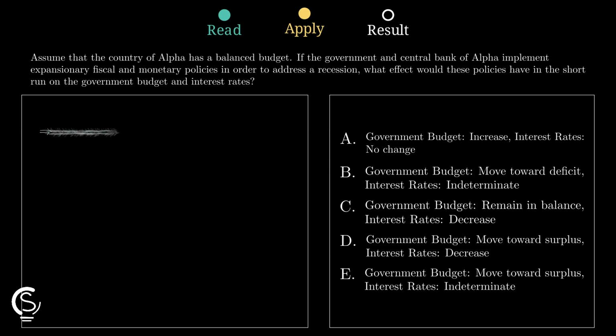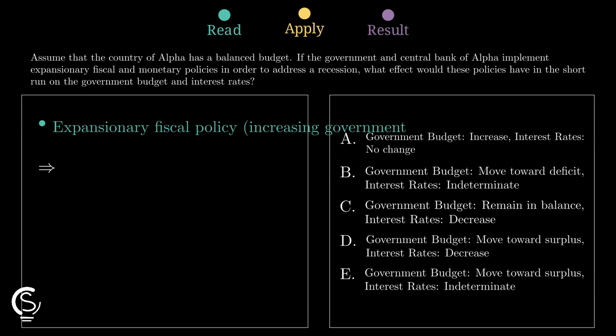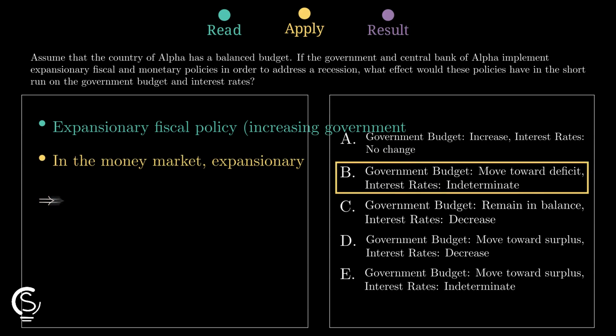Next, the central bank uses expansionary monetary policy to increase the money supply. This specific action pushes interest rates down, but we must also consider the impact of the fiscal side. Increased government borrowing pushes interest rates up. Because these forces oppose each other, the final interest rate change is considered indeterminate.